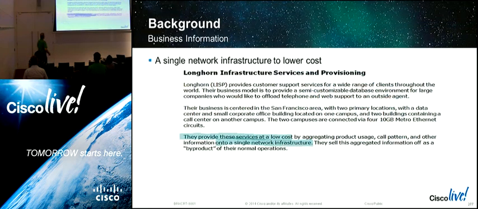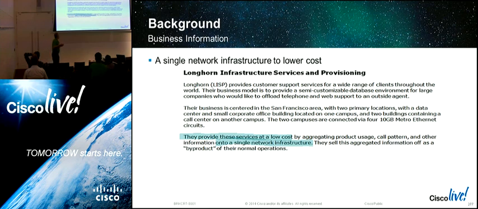So here what we have is a company called Longhorn Infrastructure Services and Provisioning. They're an ISP. It says that they provide customer support services for a range of clients. Their business model is to provide semi-customizable database environments for large companies that want to offload telephone and web support. They have a business centered in San Francisco.